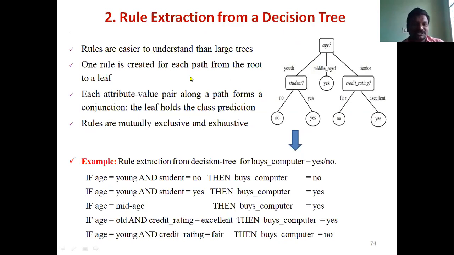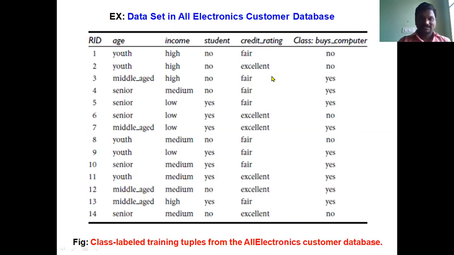Everyone knows about the decision tree. A decision tree is a flowchart-like structure. Internal nodes represent a test on an attribute value, branches indicate the result of a test, and the leaf node indicates the label, the output label. Here you have a data set like this.